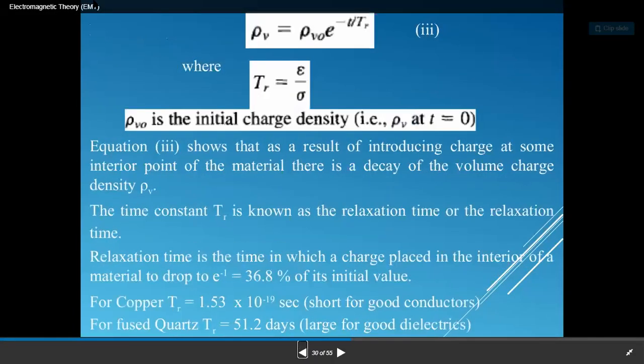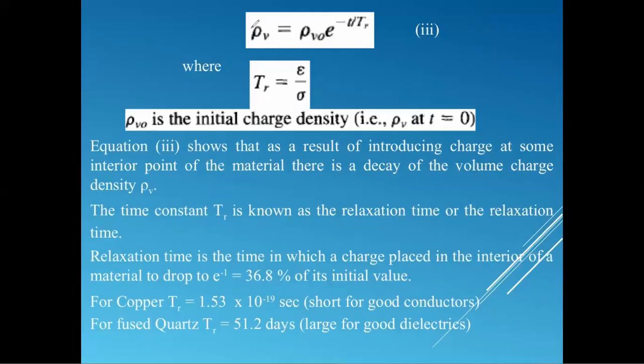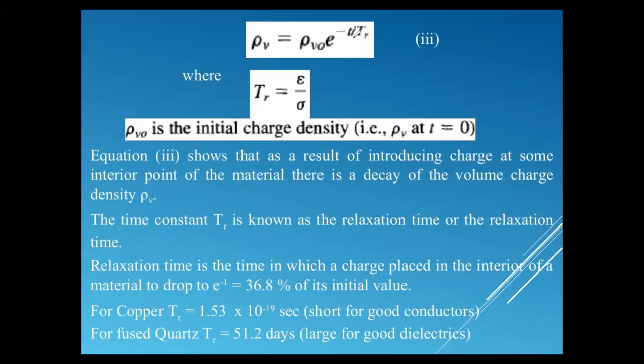Then the expression which I get here is another very important equation: rho v is equal to rho v naught times e to the power minus t upon tr, where tr is epsilon upon sigma. Tr is called the relaxation time, not the response time, relaxation time. So this expression, rho v is equal to rho v naught e to the power minus t by tr.